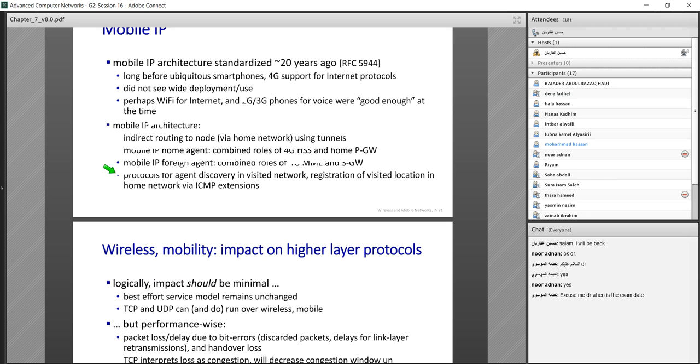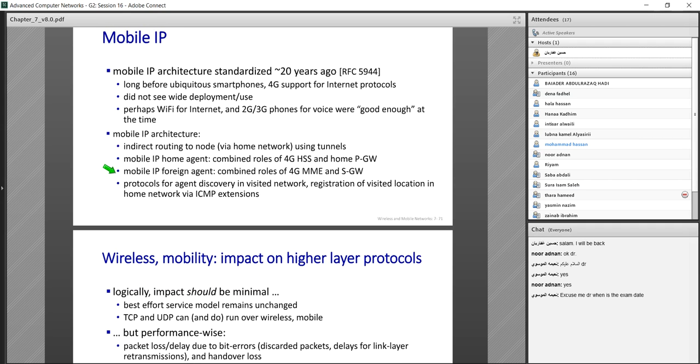So we use ICMP extensions as a discovery protocol to announce that the mobile device is placed in a specific network over the internet. We announce its new location to the home agent, to the home network: okay, your child is here. We do this using ICMP protocols.